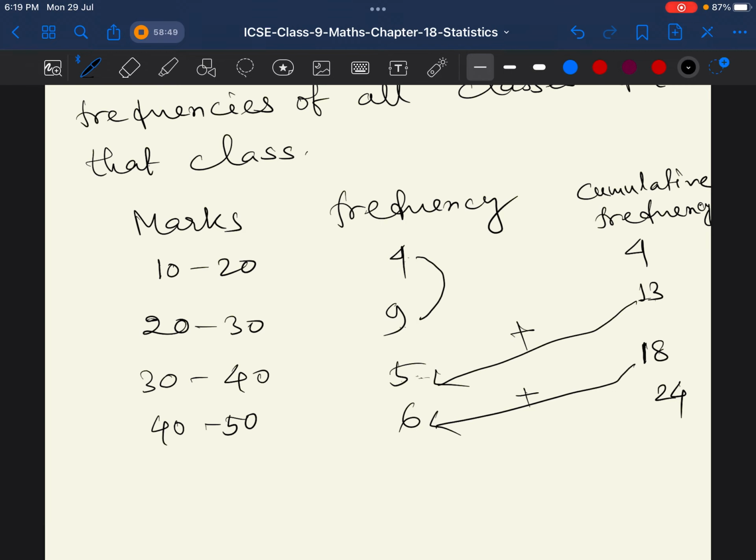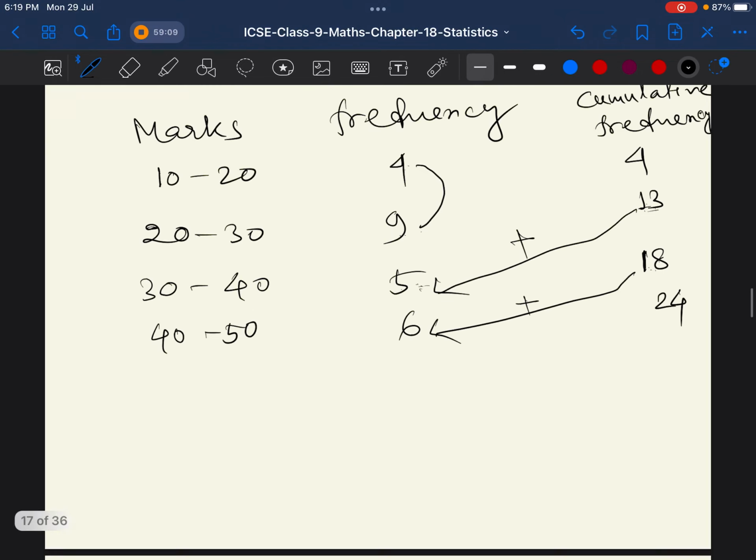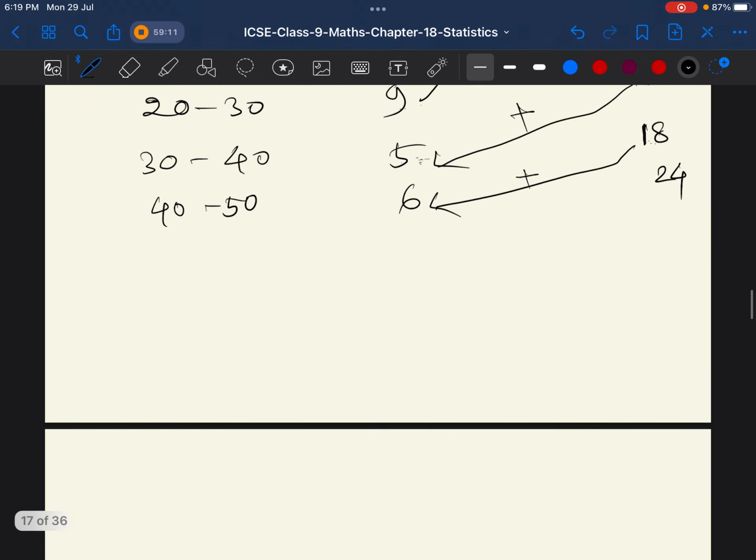First we take the first value of frequency, 4, then we add the next one, so this is 13, and then 13 with 5, we get 18, then 18 plus 6, we will get 24. This is called frequency, cumulative frequency and the cumulative frequency table.